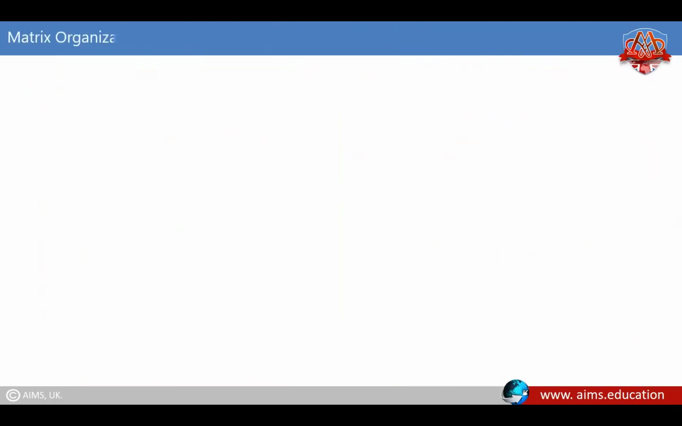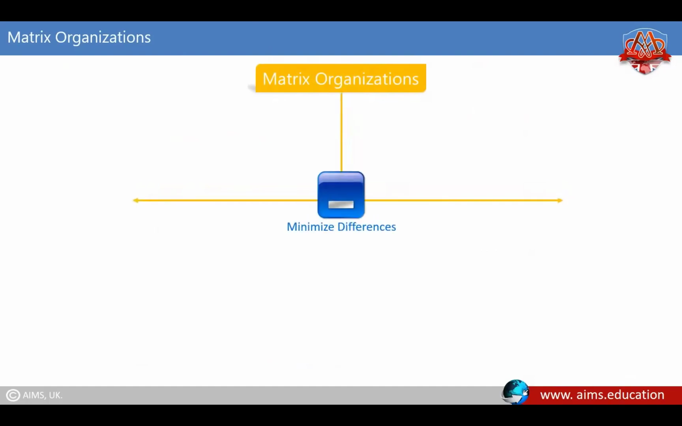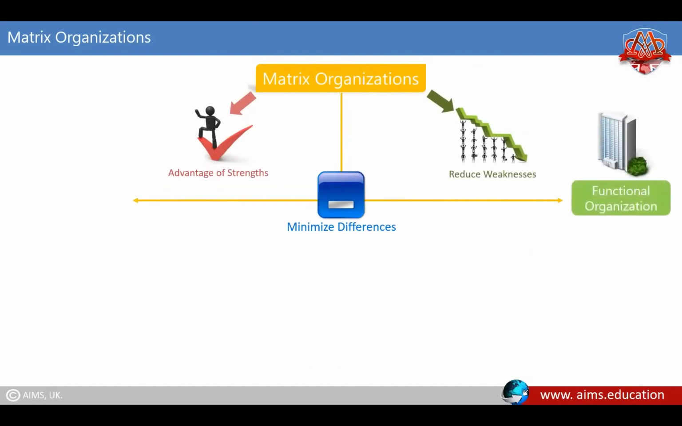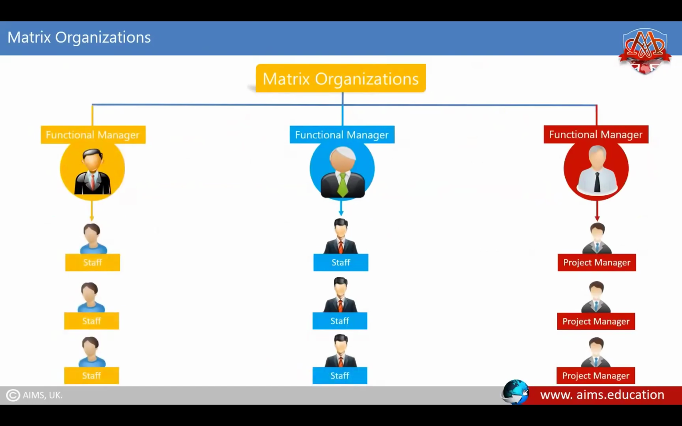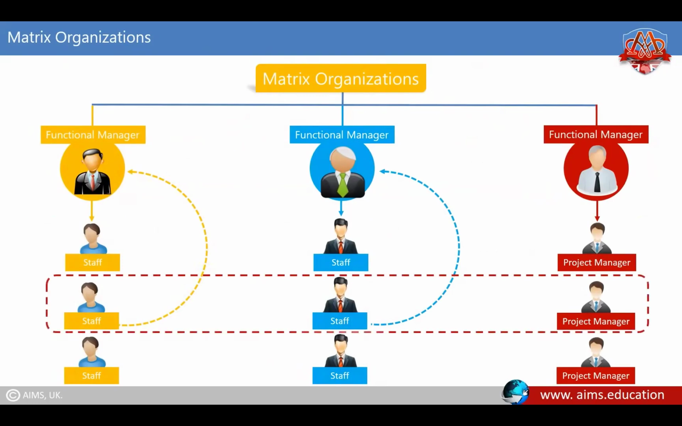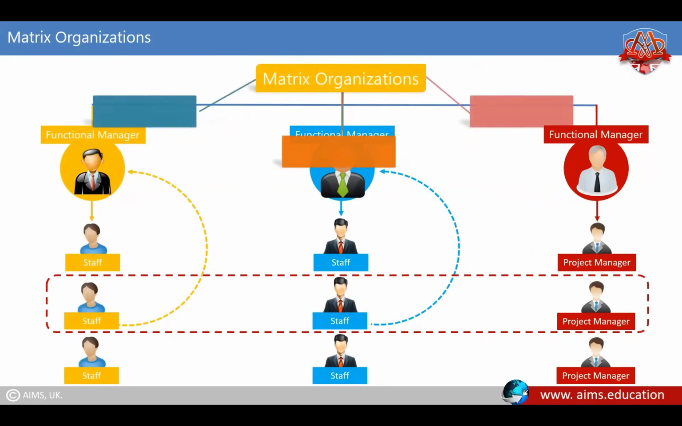Let's understand the matrix organizations. Matrix organizations came about to minimize the differences between, take advantage of the strengths, and reduce weaknesses of the functional and projectized organizations. The best of both organizational structures can be realized by combining them into one. Employees in a matrix organization report to one functional manager and to at least one project manager. A matrix organization structure is further divided into three types. They are weak matrix, balanced matrix, and strong matrix.